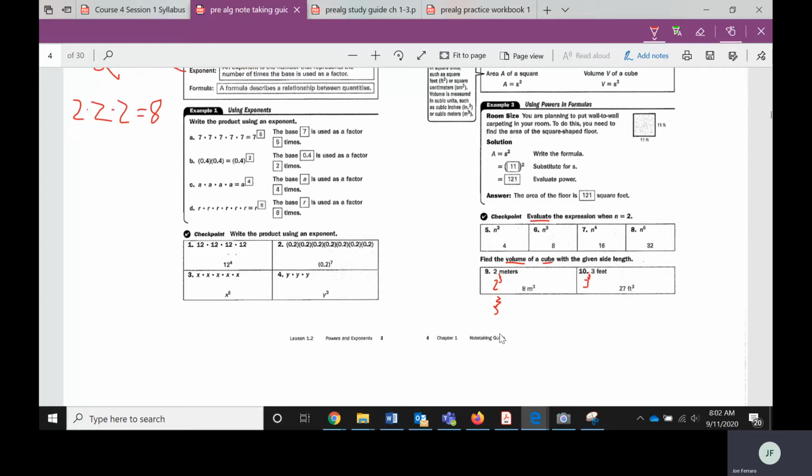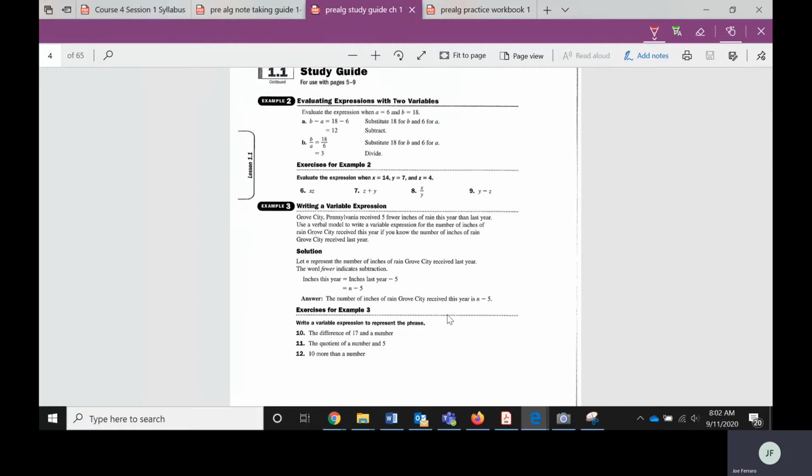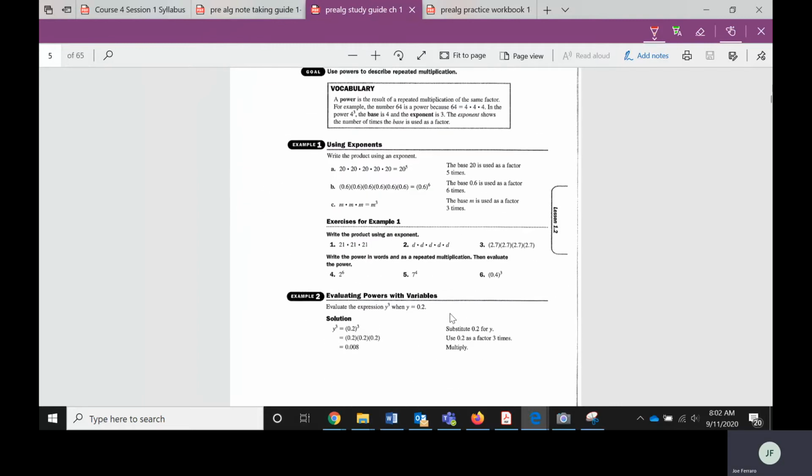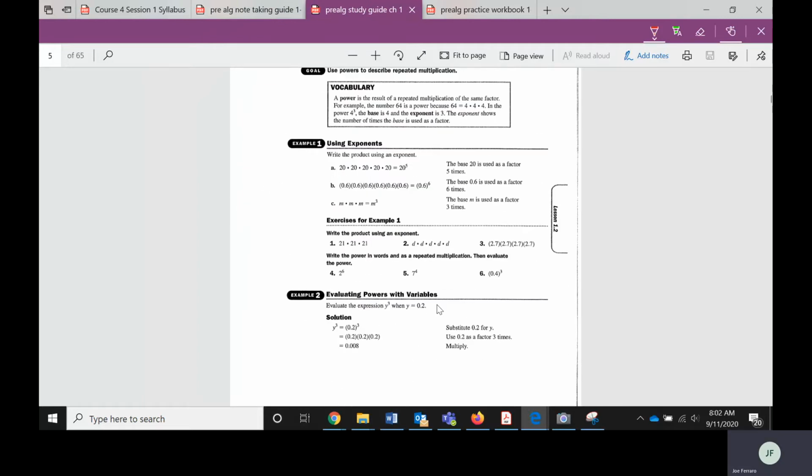Okay. So as far as work and practice goes, again, if you go to the study guide, I think if you can do most of the problems in here, you're going to be good. Okay, so here they say write using an exponent. Don't evaluate. So write it as a power using an exponent.